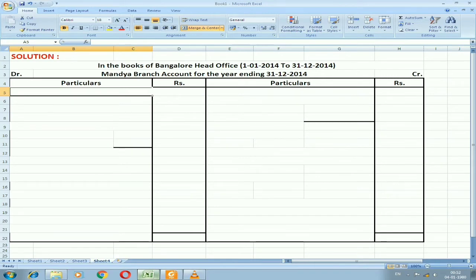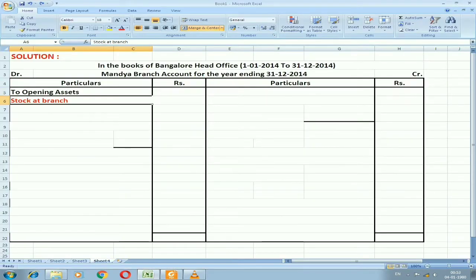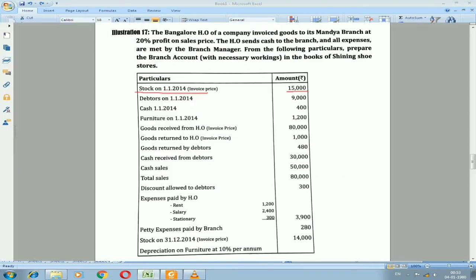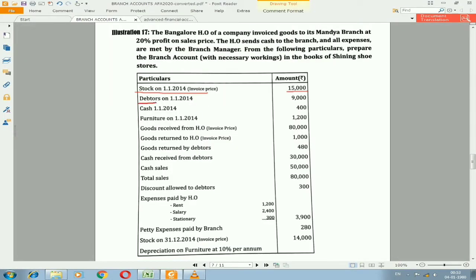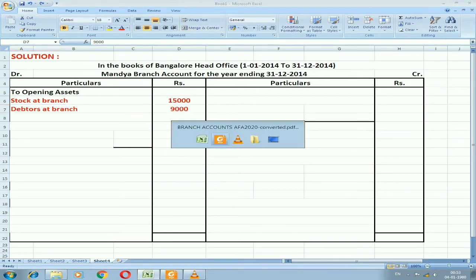Always we are going to start with the debit side by recording the opening assets. Let us check what are all the opening assets we have on the date of 1/1/2014. In the starting we have stock on 1/1/2014, invoice price 15,000 opening stock, that should be recorded under opening assets. Stock at branch with the amount of 15,000. Then we have the asset which is on the opening day, that is debtors on 1/1/2014 with the amount of 9,000. Debtors at branch amount of rupees 9,000.